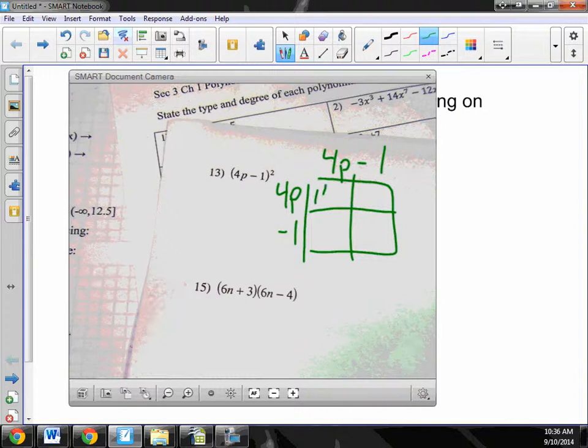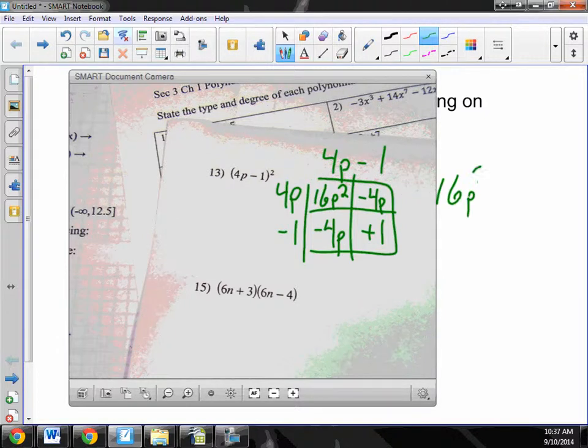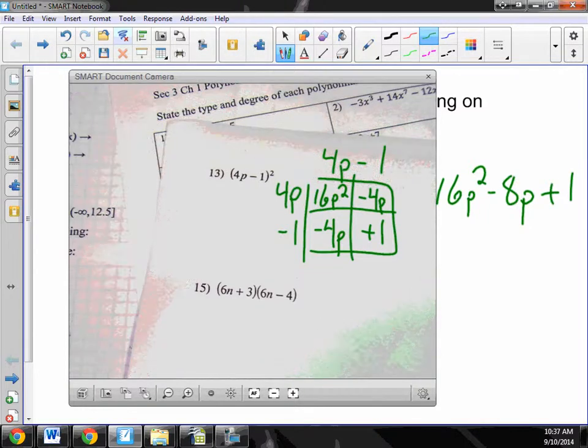That would be 16p squared minus 4p minus 4p and plus 1. It's not 0. No, what is negative 4 minus 4? Negative 8. So 16p squared minus 8p plus 1. But that brings up a good point. Is there a way for this middle column, the middle diagonal, to be 0? If one was positive and one was negative, then it would be 0.